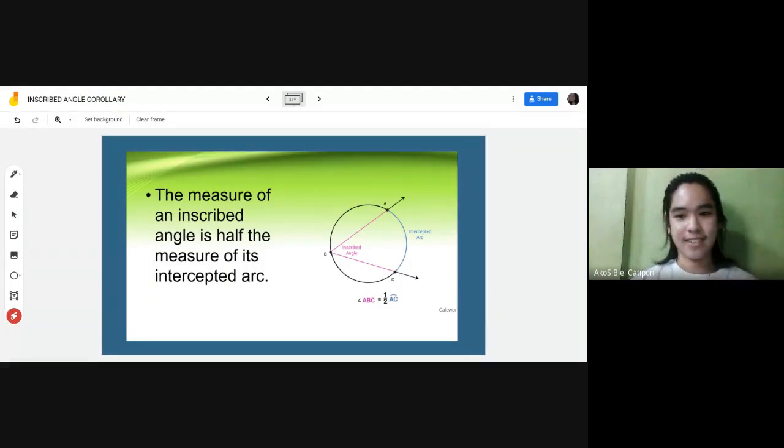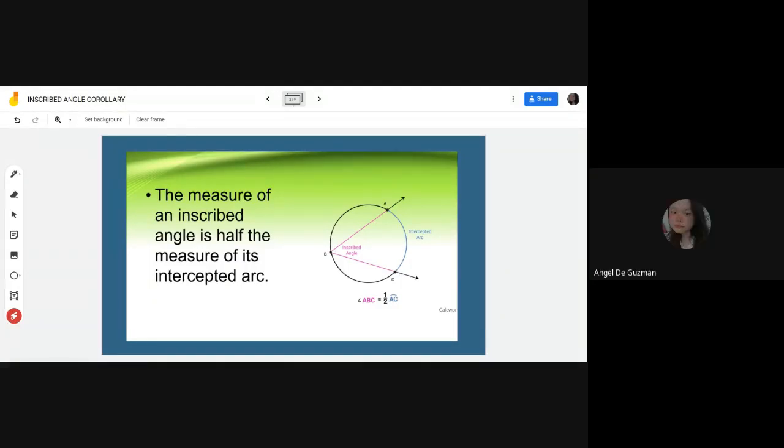Okay, thank you. Inscribed angle theorem is when the measure of an inscribed angle is half the measure of its intercepted arc. Dito sa picture, ang inscribed angle natin ay si angle ABC. Ang intercepted arc ay si arc AC. Twice the measure of the inscribed angle is equal to the measure of intercepted arc. So, madaling salita, kalahati ng measure ni intercepted arc ay measure ni inscribed angle. So, let's move on to our topic. Corollaries of inscribed angle theorem.